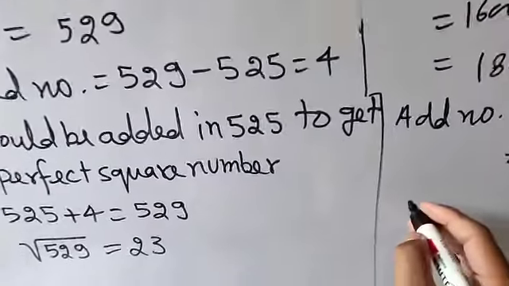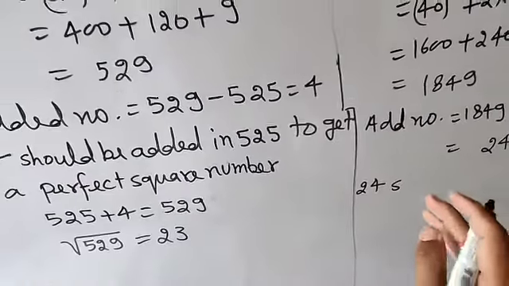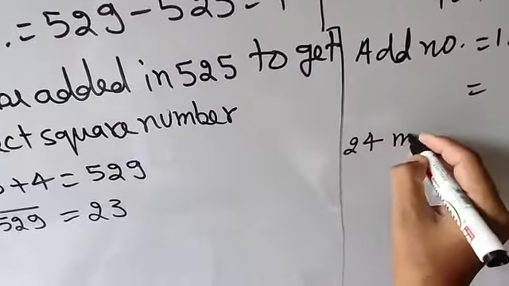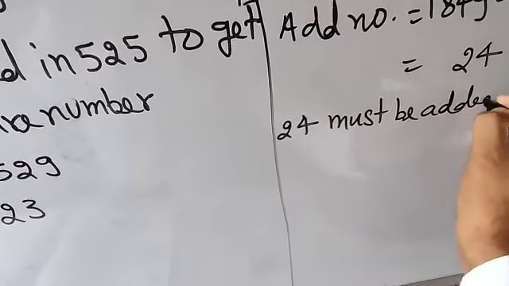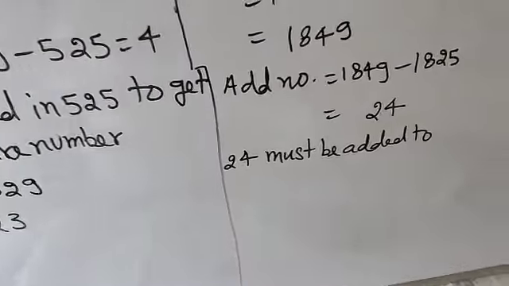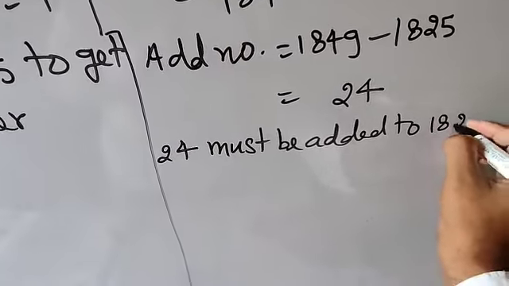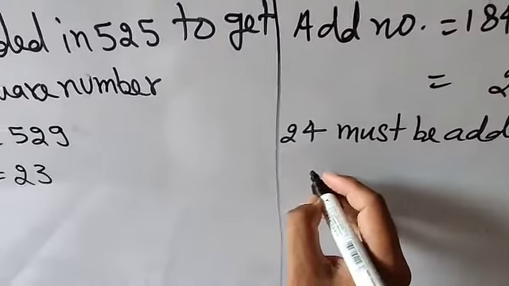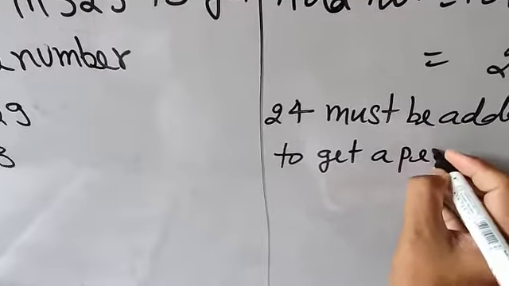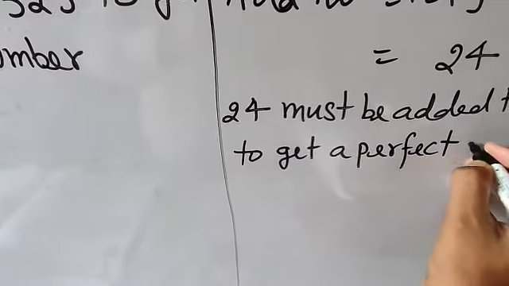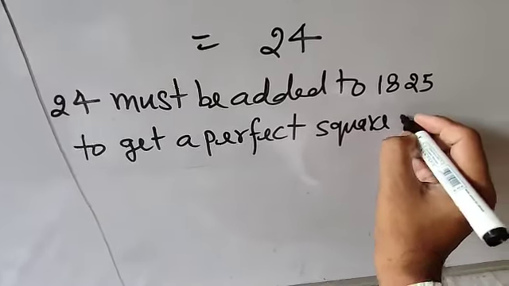So here you will write 24 must be added to 1825 to get a perfect square number.